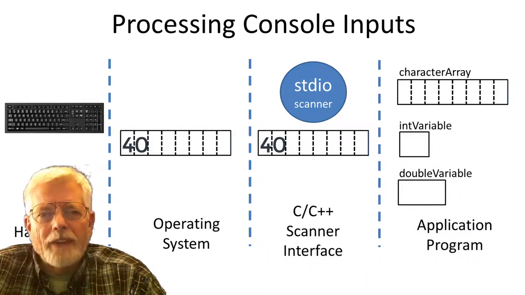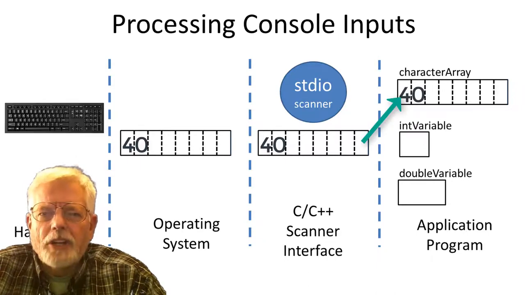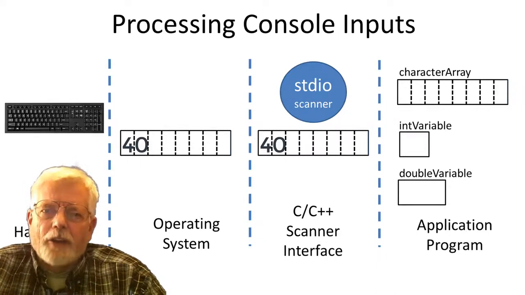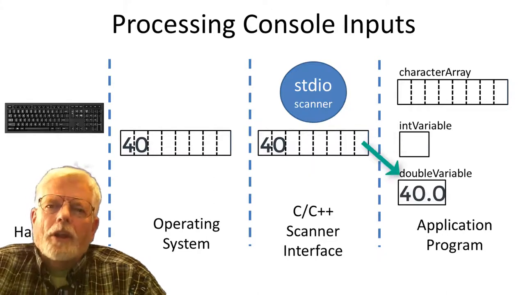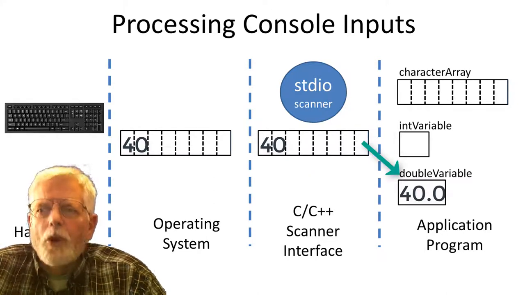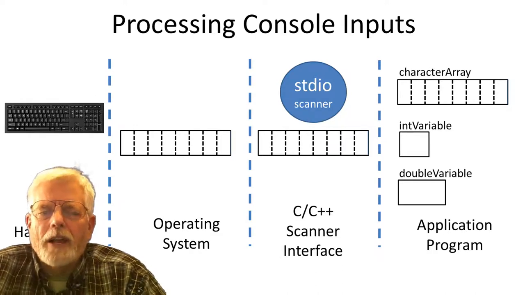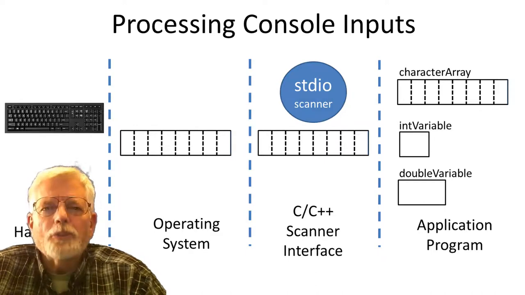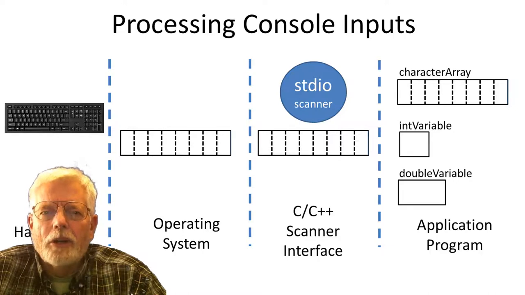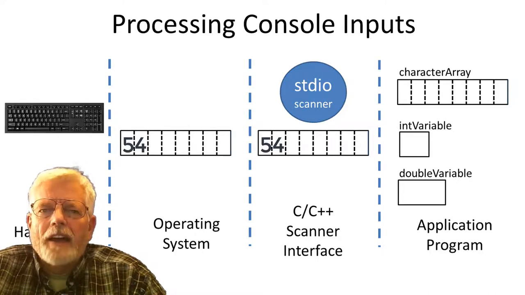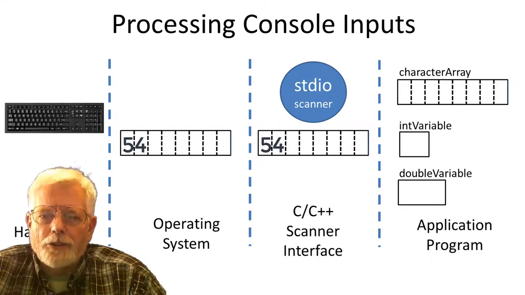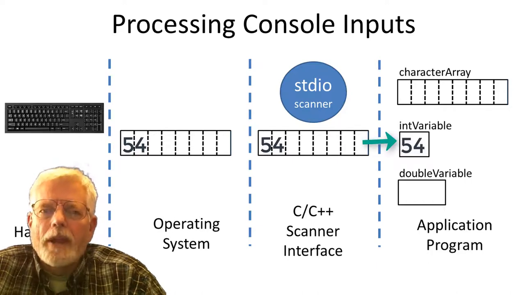Then the program can either collect an entire line of text. It can ask the scanner, I want an integer, or I want a floating point double value. The scanner pulls individual characters out of the buffer and either sends an entire line, or if you ask for a number, pulls out digits and starts collecting them and building a numeric value. If somebody puts in 5, 4, and you've asked for an integer, it will collect the 5 and the 4 and make it into an integer 54.